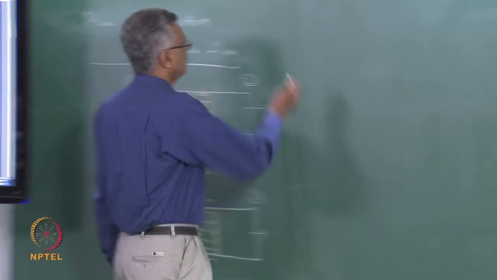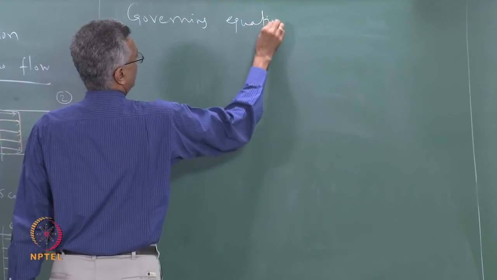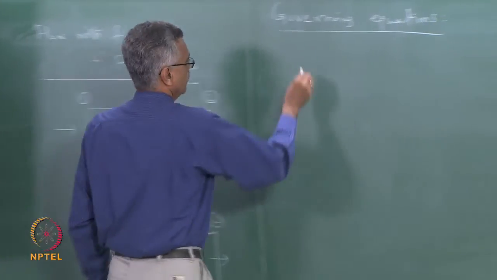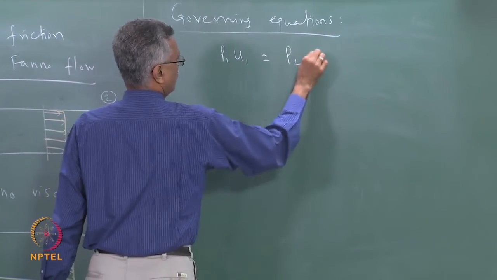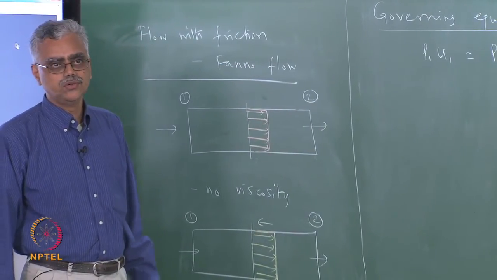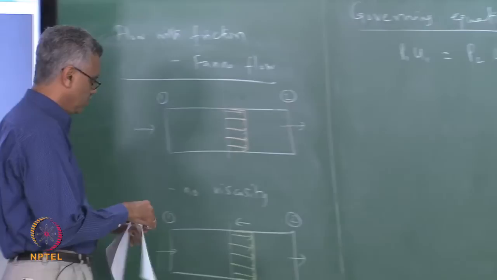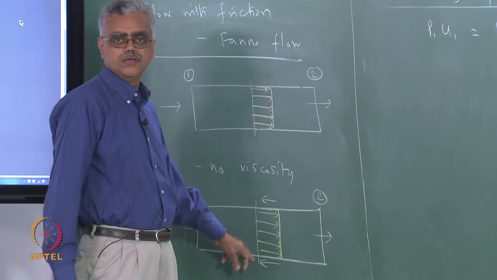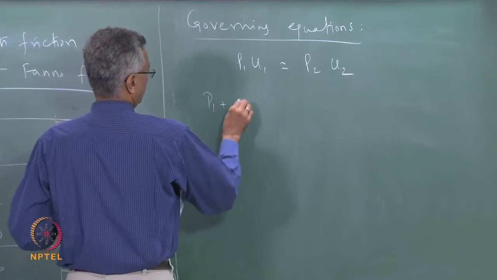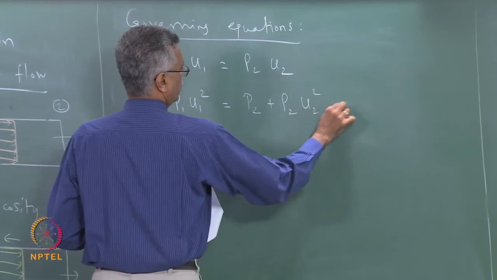Now, the governing equations for the flow look like this. Rho 1 u1 is equal to rho 2 u2, as it is a constant cross section, so there is no change. And the momentum equation, remember, has to account for the shear force on the wall. So, we account for that like this.